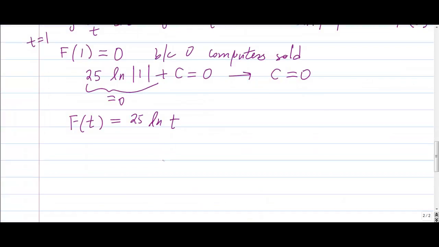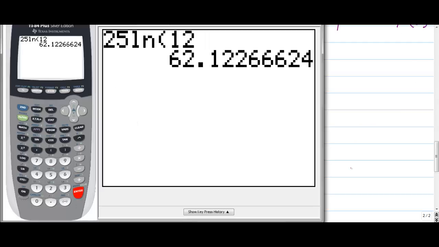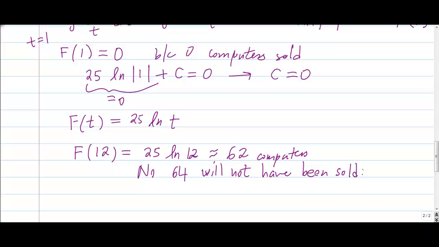So let's go back to that. By month 12, we need to find out what the total number of computers is. So you do 25 natural log of 12, and that's going to give us some approximate value. Let me go to my calculator. 25 natural log of 12 is roughly 62.1. So we're going to sell roughly 62 computers by month 12. So no, 64 computers will not have been sold.